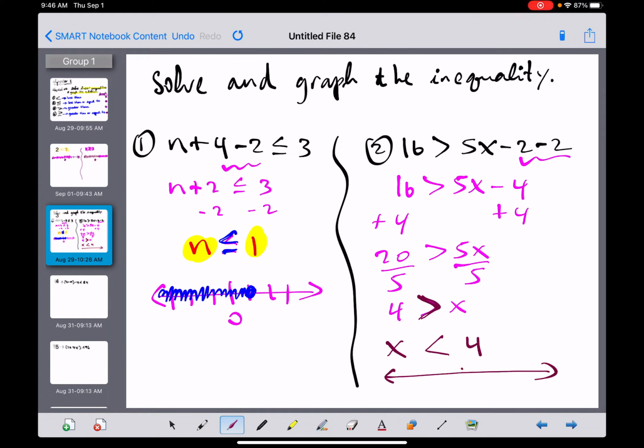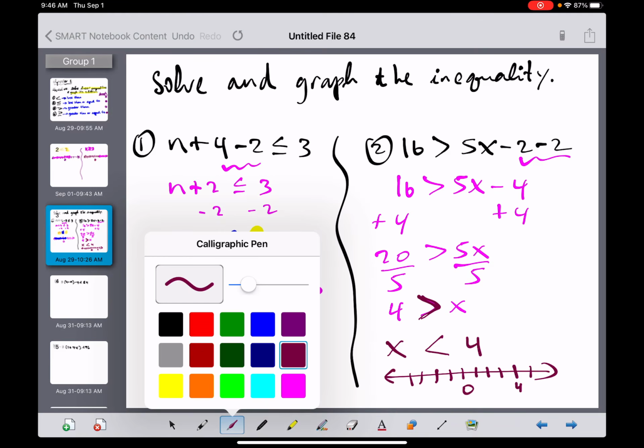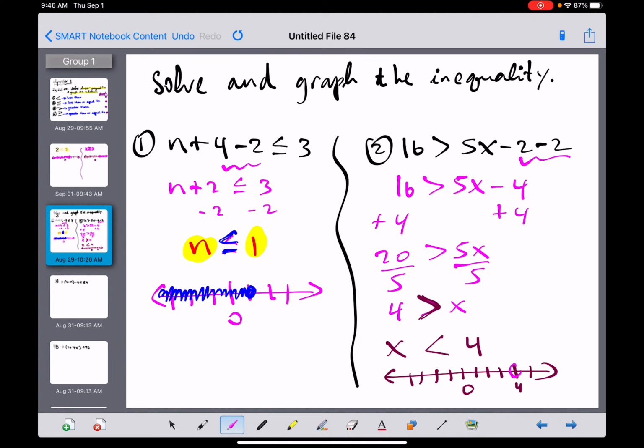And when we graph, 0 goes here, 1, 2, 3, 4. So our 4, it's an open dot. And it says x less than 4, that means all the numbers less than 4. This is the answer right here. Okay. Let's move on to 3.